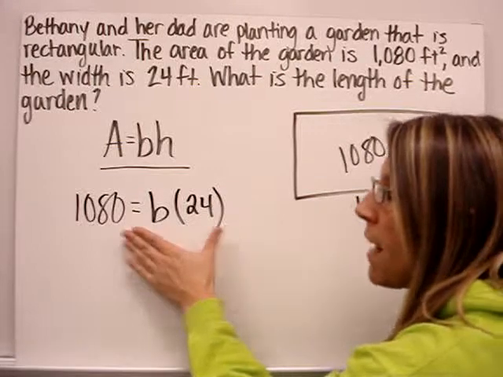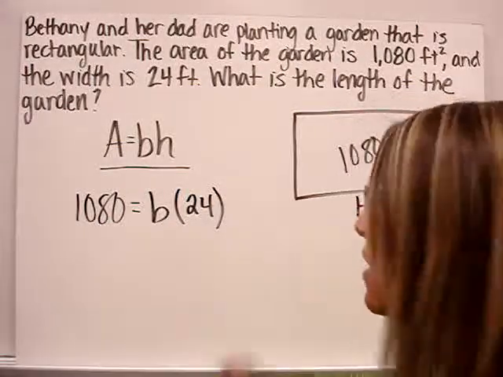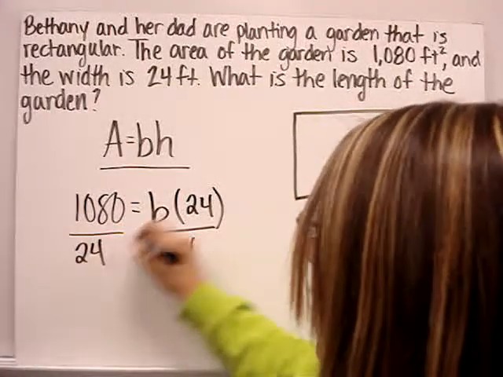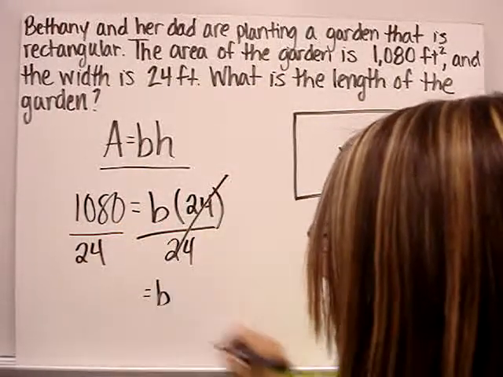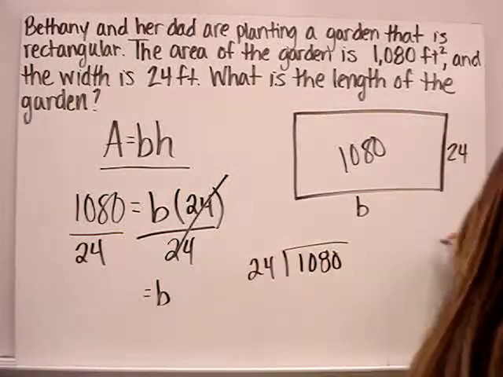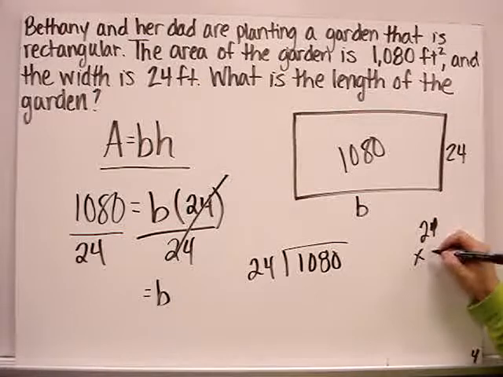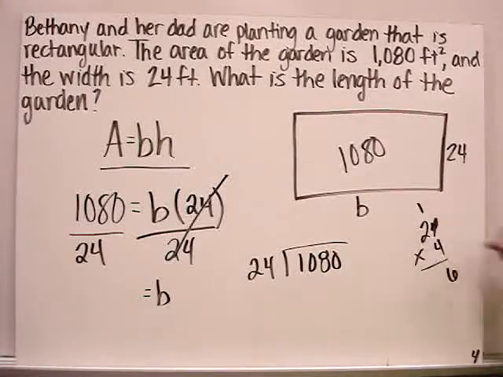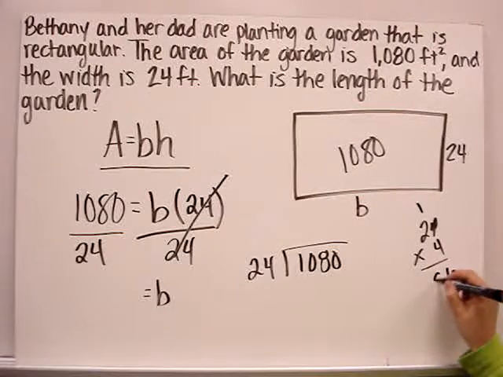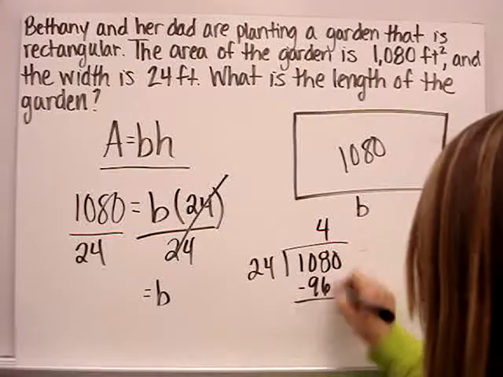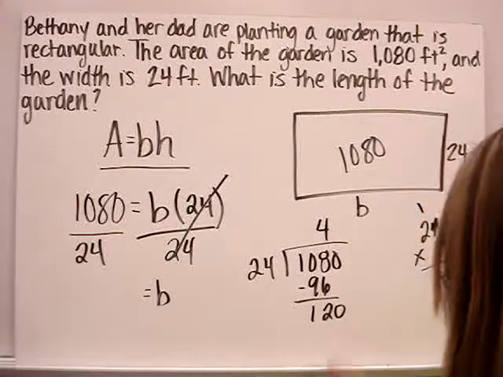Now again, these are multiplied, so the opposite of multiplication is division. I will divide by 24 on both sides to maintain equality. This leaves me with 1B equals, now 1,080 divided by 24. I'll say 24 times 4. So that's going to give me 96. So that's 96, subtract, that's 2 and 1, 120.